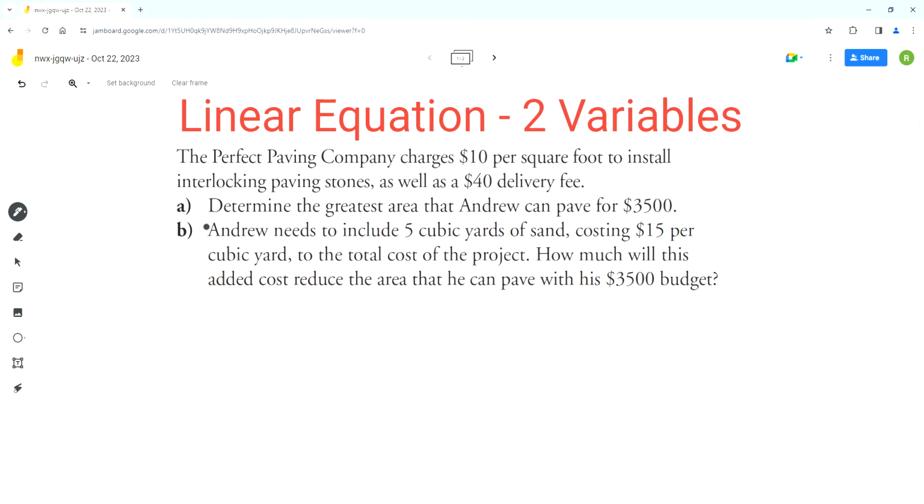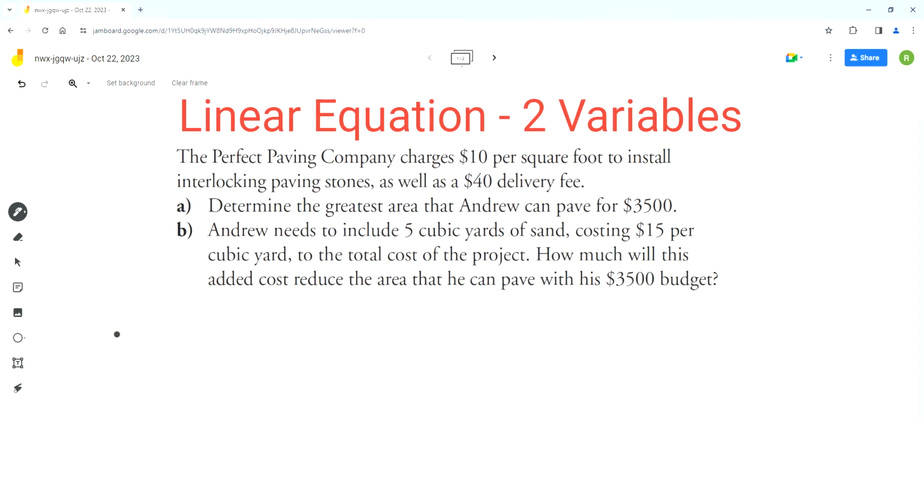In the first part, we have to find the greatest area that Andrew can pave for $3,500. In the second part, Andrew needs to include 5 cubic yards of sand costing $15 per cubic yard in the total cost of the project. How much will this added cost reduce the area that he can pave with his $3,500 budget?